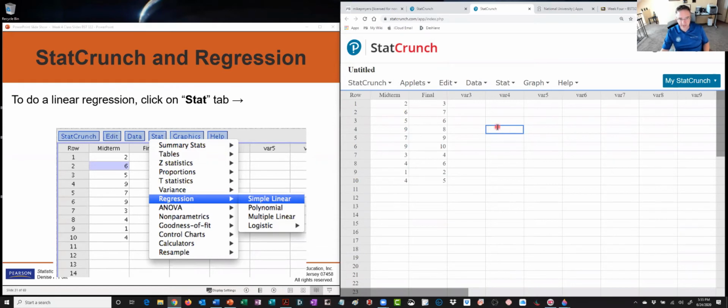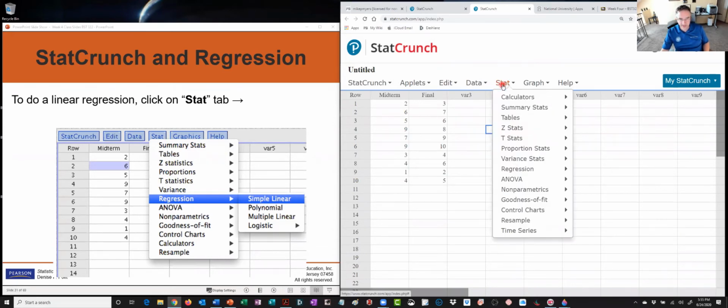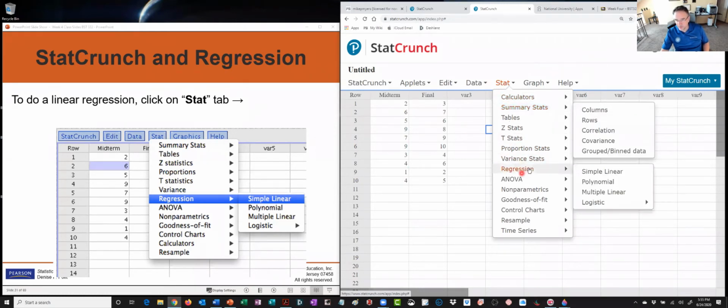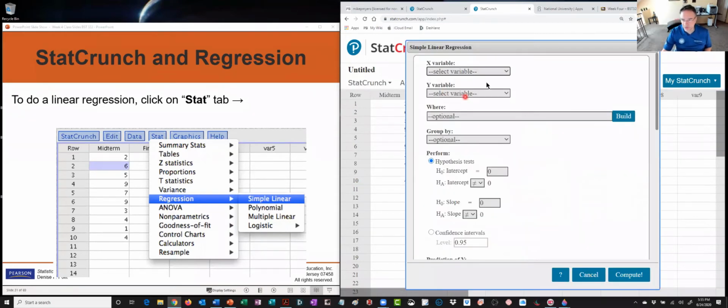So we can pop those into StatCrunch, click on that Stat tab. Again, we can go to our regression. We can also get it from the summary stats, which can give us the correlation. Or we can do the linear regression right from our regression and click on simple linear, and it'll do everything for us. So the X variable is going to be our midterm. Our Y variable is the outcome. We want to know how they're going to do in the final.